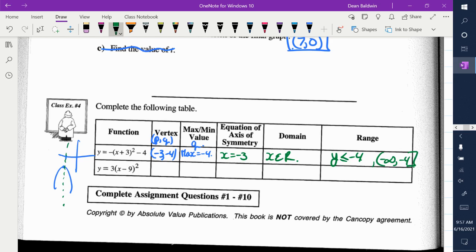All right, next one. Let's fill this out quickly, and then I'll give you a couple, and then we're done. What's the vertex? 9, 0. Does it have a max or a min? Of what? Perfect. Axis of symmetry? Domain? The domain? It's always all real numbers. What is the range? Greater than 0. Perfect. Greater than or equal to, that is true.